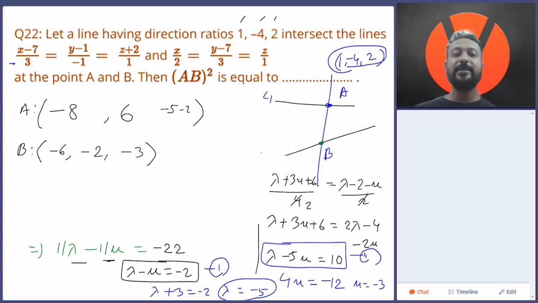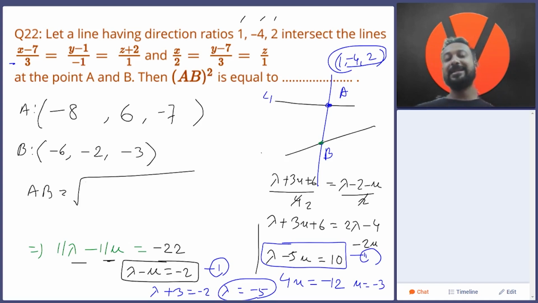5 plus 1 is 6, sir. And minus 5 minus 2 is minus 7. Correct. So AB square, tell me, is it difficult? So AB will be what? Under root. Minus 8 minus 6 is minus 2 whole square.